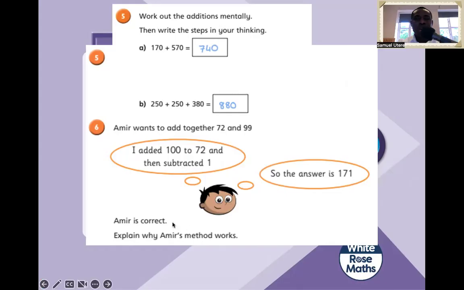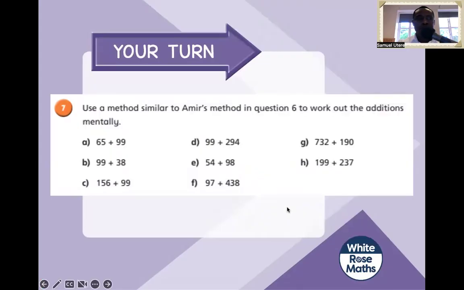Is Amir correct? So Amir added 100 to 72 and then subtracted 1. Of course, he is correct. Pause the video and answer question 7 in 3 minutes.